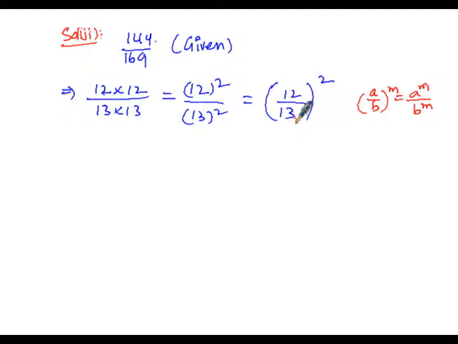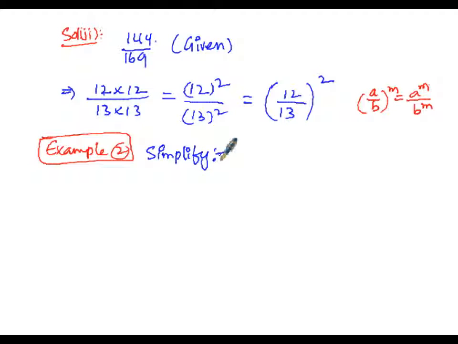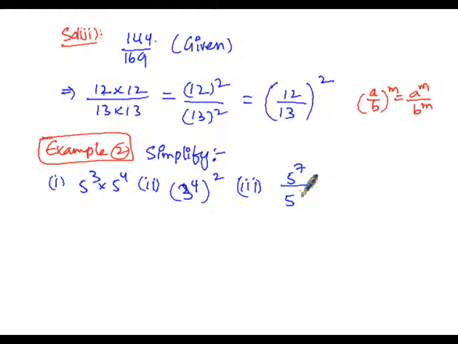Now example number 2, in a similar manner. Here in this example let us simplify: number 1, 5^3 into 5^4; the second problem, (3^4)^2; the third problem, 5^7 divided by 5^2; and the fourth problem, 1024 to the power of 0.4.